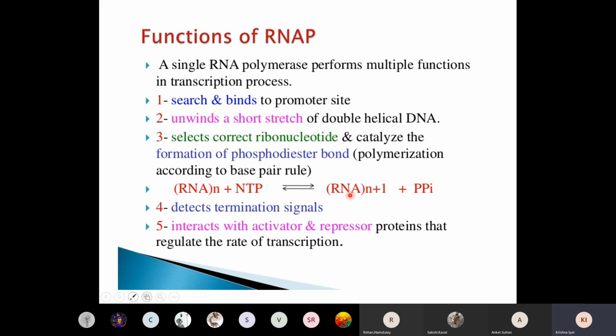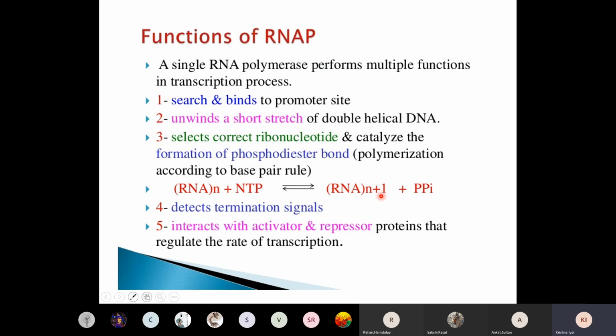The general reaction is shown here. So if I have a piece of RNA already there, and a new RNA nucleotide triphosphate comes in, complementary to the base which is present in the DNA template, then that will be added on to the RNA.